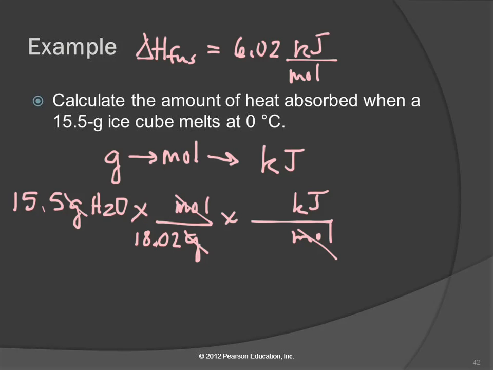So that's the molar mass. And then over here, 6.02 kilojoules per mole. A common mistake students make is that they put the number with the wrong unit, either because they just feel like dividing or I don't know. Make sure it's with the same unit that it came in with. So 15.5 divided by 18.02 times 6.02, and that is 5.18 kilojoules of energy.